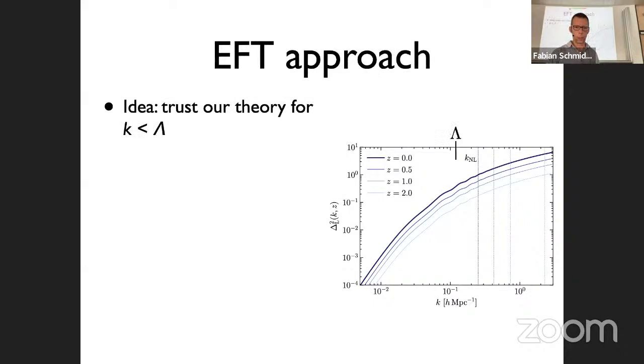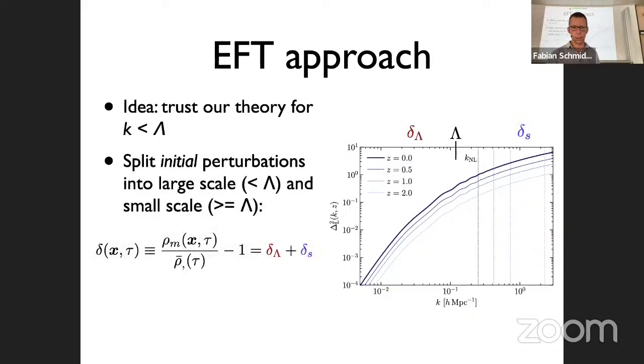Right. So what's the idea? The idea is, as I said, we introduce the scale lambda and then split our initial perturbations into large scales that are below lambda and small scales that are above lambda. And then we integrate out the small scales. For people who have any familiarity with field theory, you might have encountered this when you study renormalization group, this idea of successively integrating out the small scale modes. It's exactly analogous to field theory.